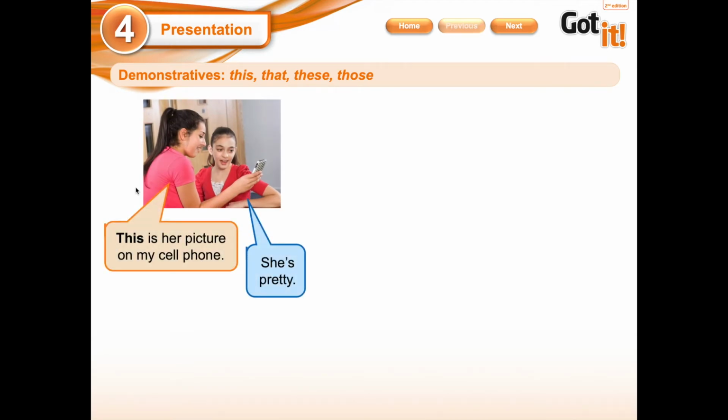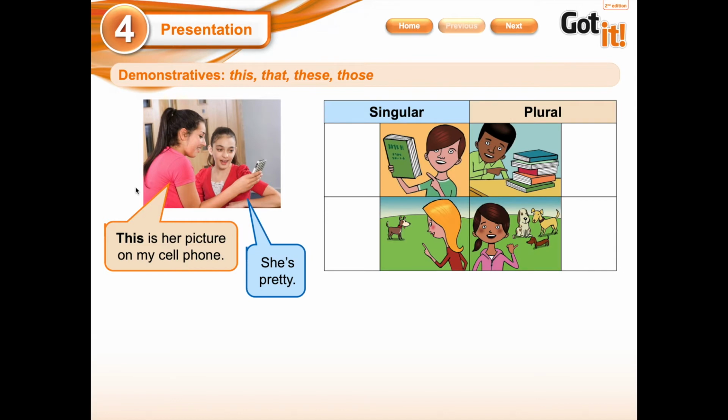Let's begin. Here you have a photograph of Lucy and Sophie, and Lucy is telling Sophie that this is her picture on my cell phone. They are talking about Lucy's sister, and Sophie is answering Lucy that she is pretty. So here you have a box that is separated between singular and plural. Remember, singular for only one and plural for more than one.